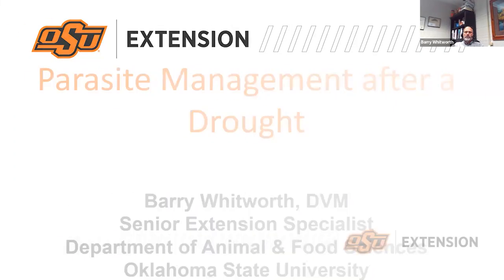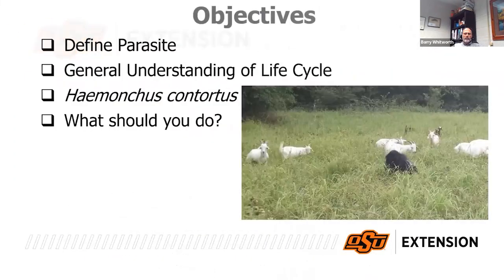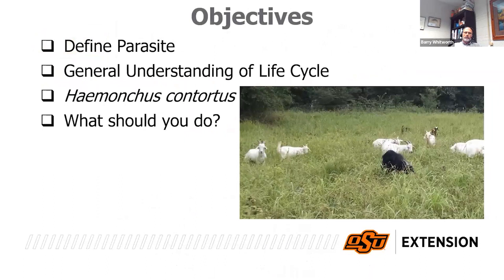See how this works here. So hopefully we're going to define a parasite. We're going to look at the life cycle, and spend some emphasis on Haemonchus contortus, which is the barber worm, or the worst internal parasite as far as small ruminants are concerned. And then we're going to talk about maybe what we should do coming out of a drought. So here we go.